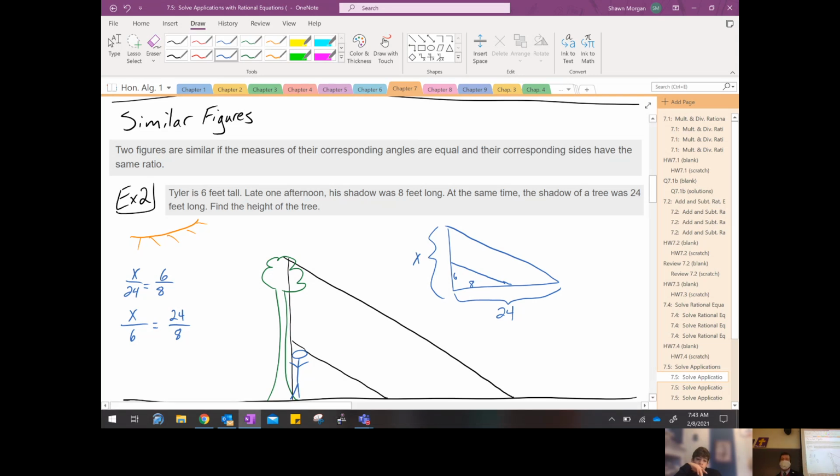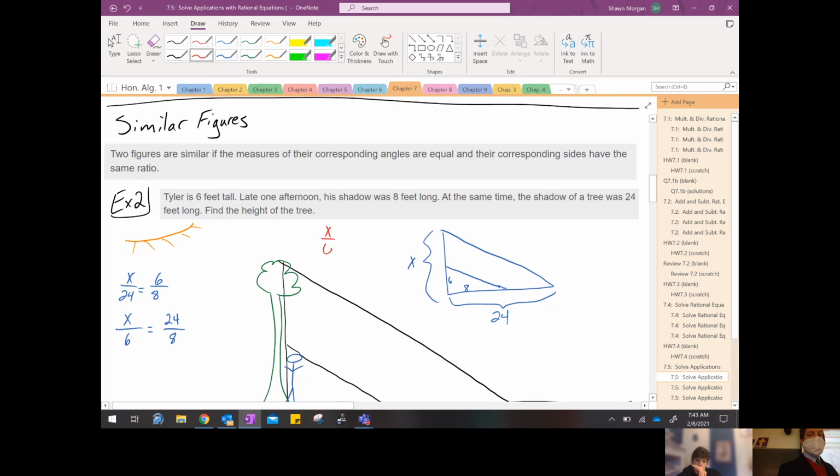Here's what I could not do, and I'll put this in a different color. I can't mix them. I can't say left side of the big triangle compared to left side of the little triangle. I can't say X over 6 and then say bottom side of the little triangle compared to bottom side of the big triangle. Why can't I do that? Why can't I say X over 6 and 8 over 24? I mixed them. I broke the equality of the ratios.